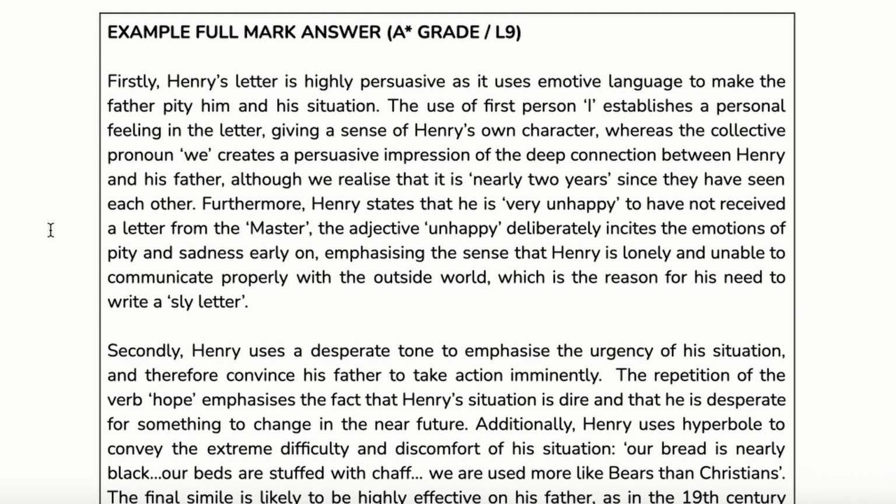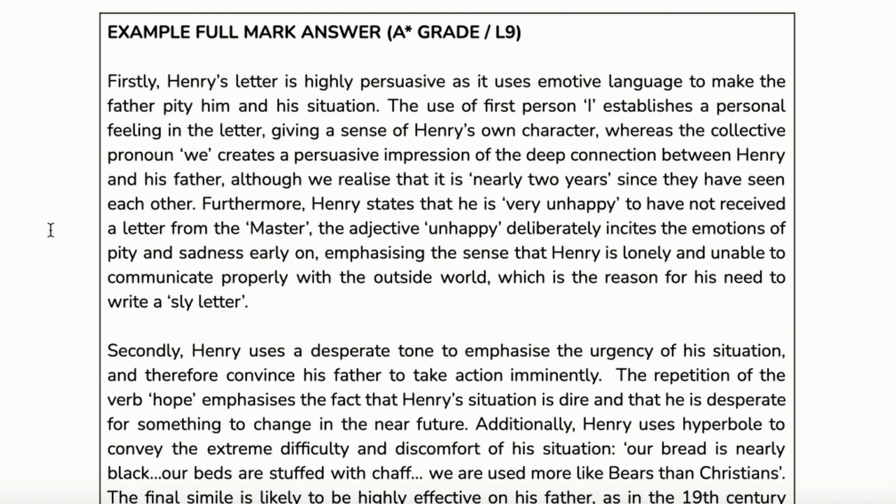Furthermore, Henry states that he's very unhappy to have not received a letter from the master. The adjective unhappy deliberately incites the emotions of pity and sadness early on, emphasizing the sense that Henry's lonely and unable to communicate properly with the outside world, which is the reason for his need to write a sly letter.